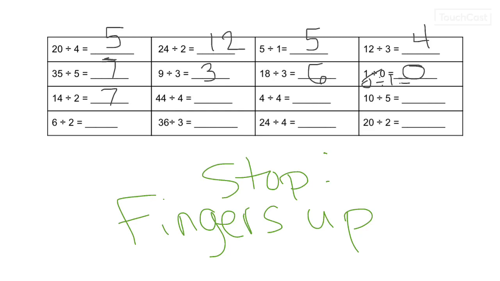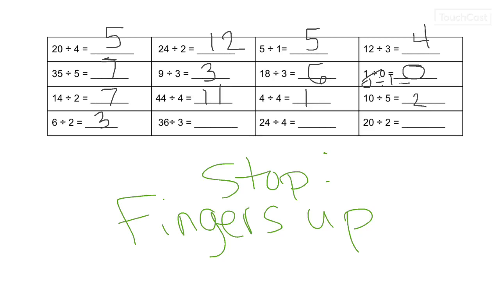4 till we get to 44. 4, 8, 12, 16, 20, 24. That's how we roll our 4s. 28, 32, 36, 40, 44. Stop. How many fingers? 11. Let's roll our 4s till we get to 4. 4. Stop. How many fingers are up? Just 1. Roll our 5s till we get to 10. 5, 10. Stop. How many fingers are up? 2. Roll our 2s till we get to 6. 2, 4, 6. Stop. How many fingers are up? 3.